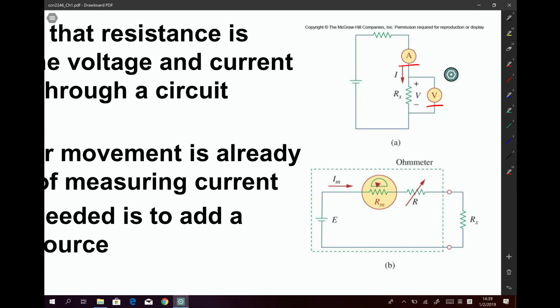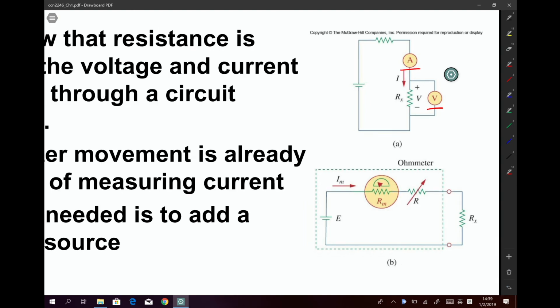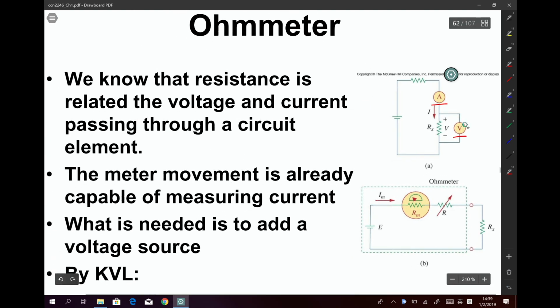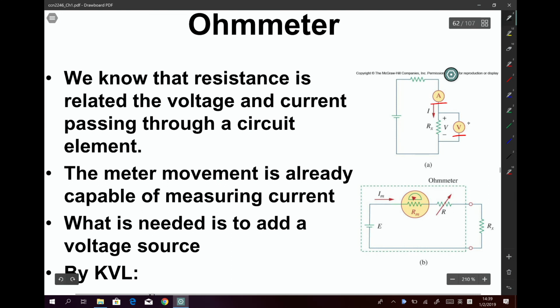We are talking about using the ohm meter to measure the resistance of a resistor. Basically, you can separately use a voltmeter and an ammeter to measure the voltage and current. Then this Rx can be found by using V over I, right? Using Ohm's law.